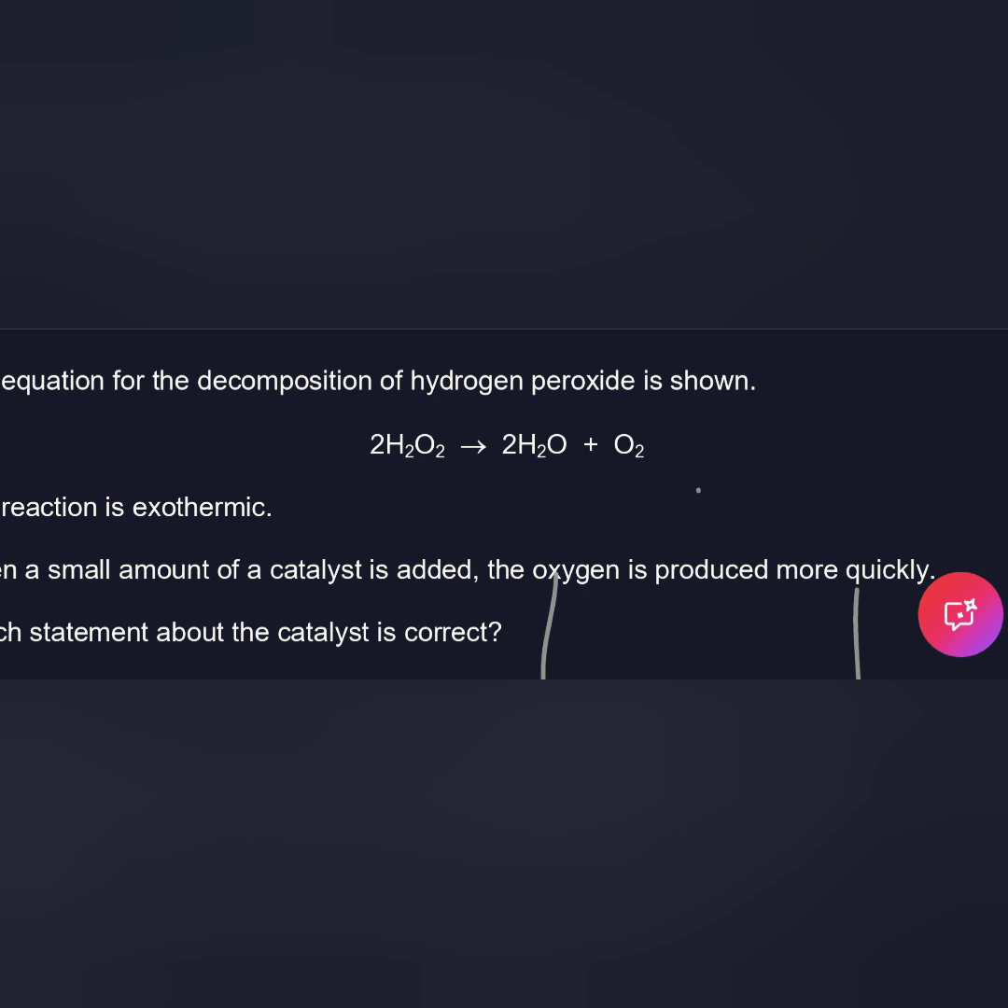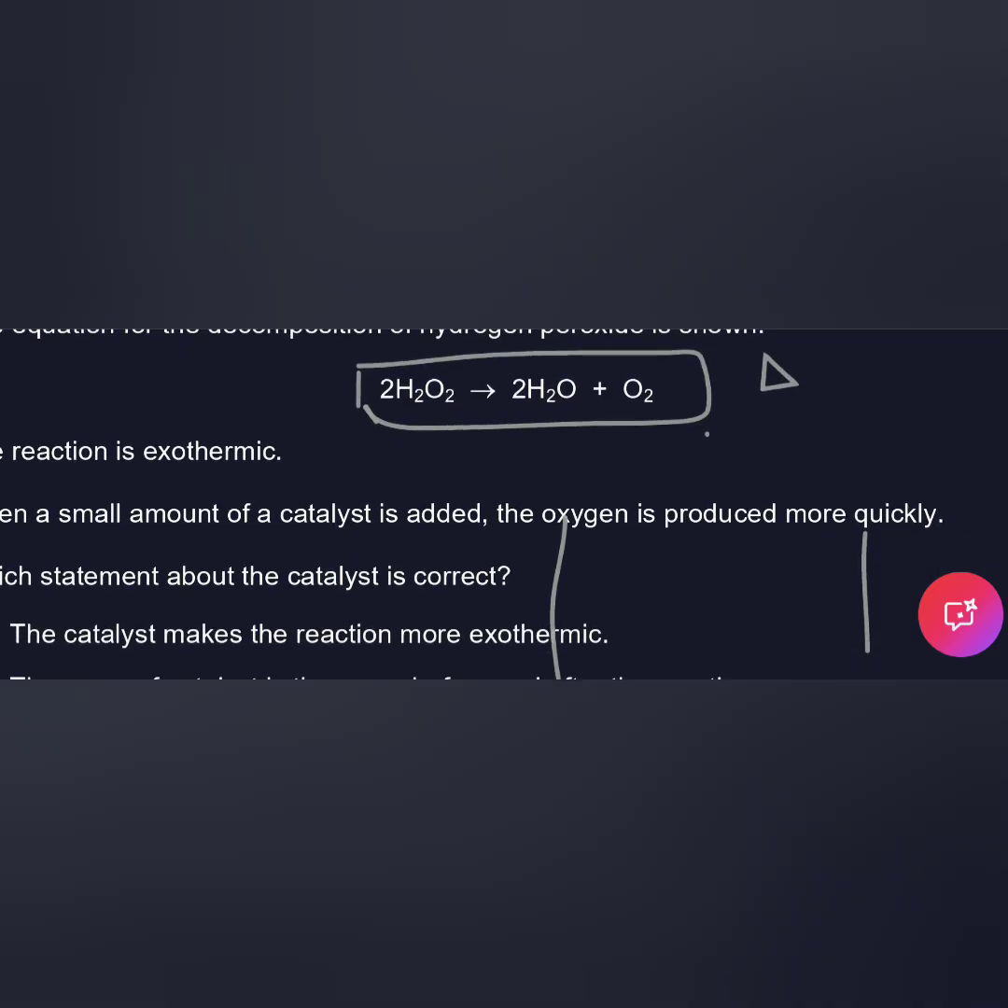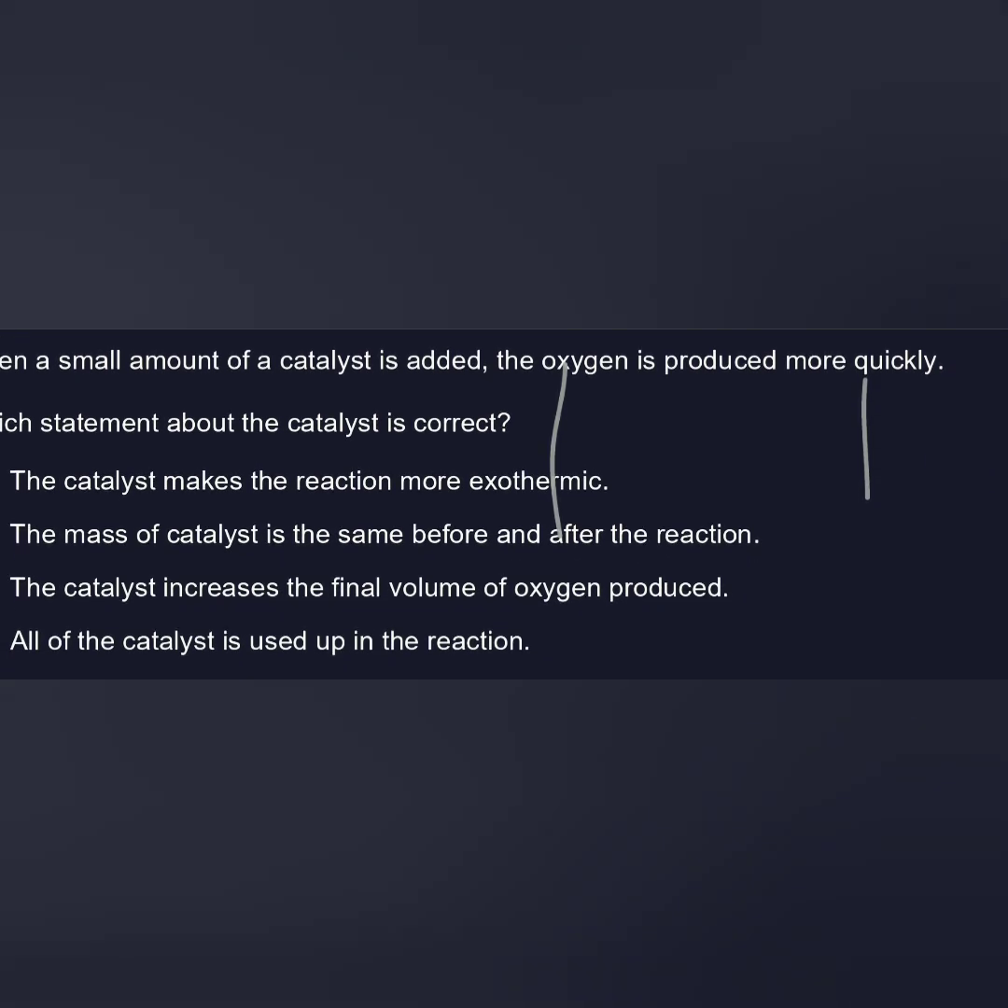So question number 16. The equation for decomposition of hydrogen peroxide is shown. 2H2O2 gives 2H2O plus O2. The reaction is exothermic. Okay, we are talking about an exothermic reaction in which energy is always liberated in the form of heat. When a small amount of catalyst is added, the oxygen is produced more quickly. So which statement about the catalyst is correct? They're talking about the properties of a catalyst, that is, which property in the following options is correct about a catalyst.